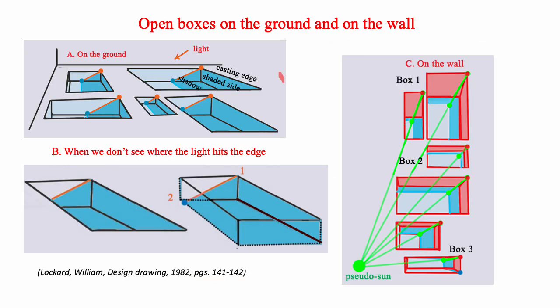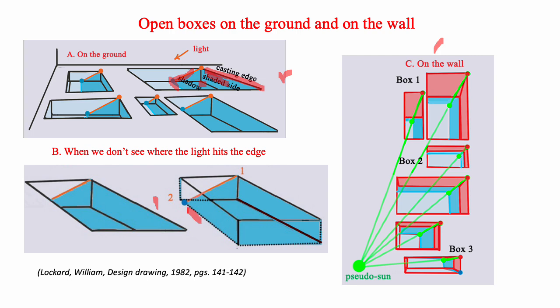These are open boxes on the ground and against the wall. The one on the ground has a casting edge here that causes a shaded side to cast this shadow onto the inside of the box, and it begins where the light hits the edge. If you don't see where the light hits the edge, like this box, then make the box transparent so you do.